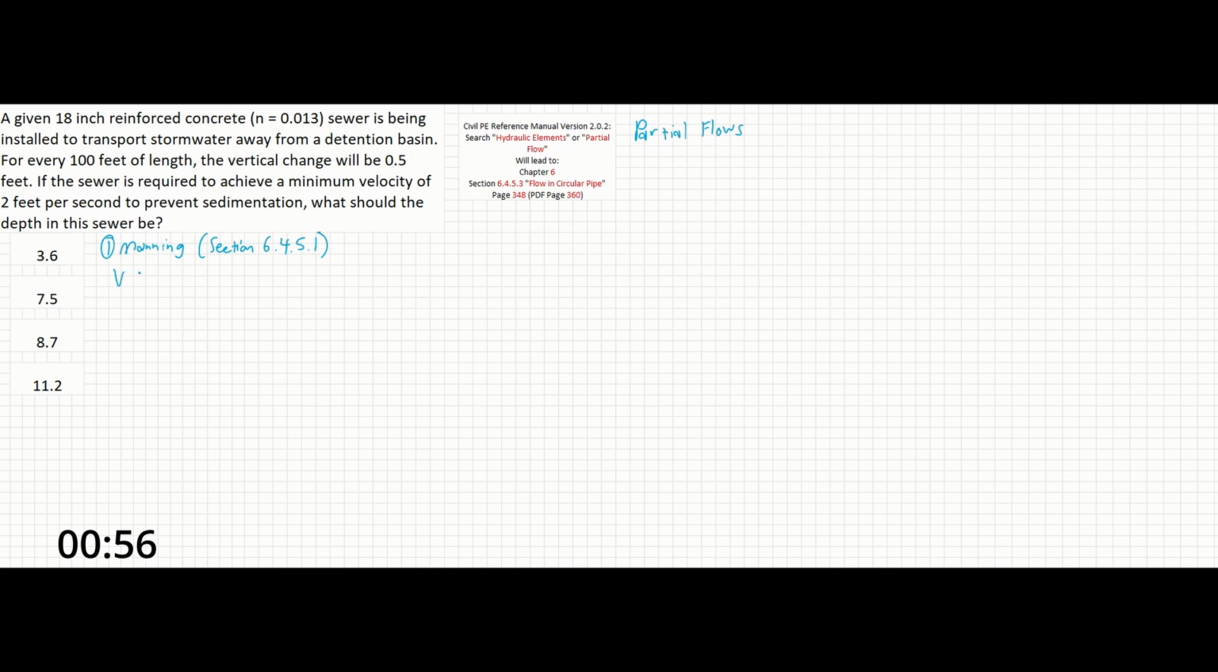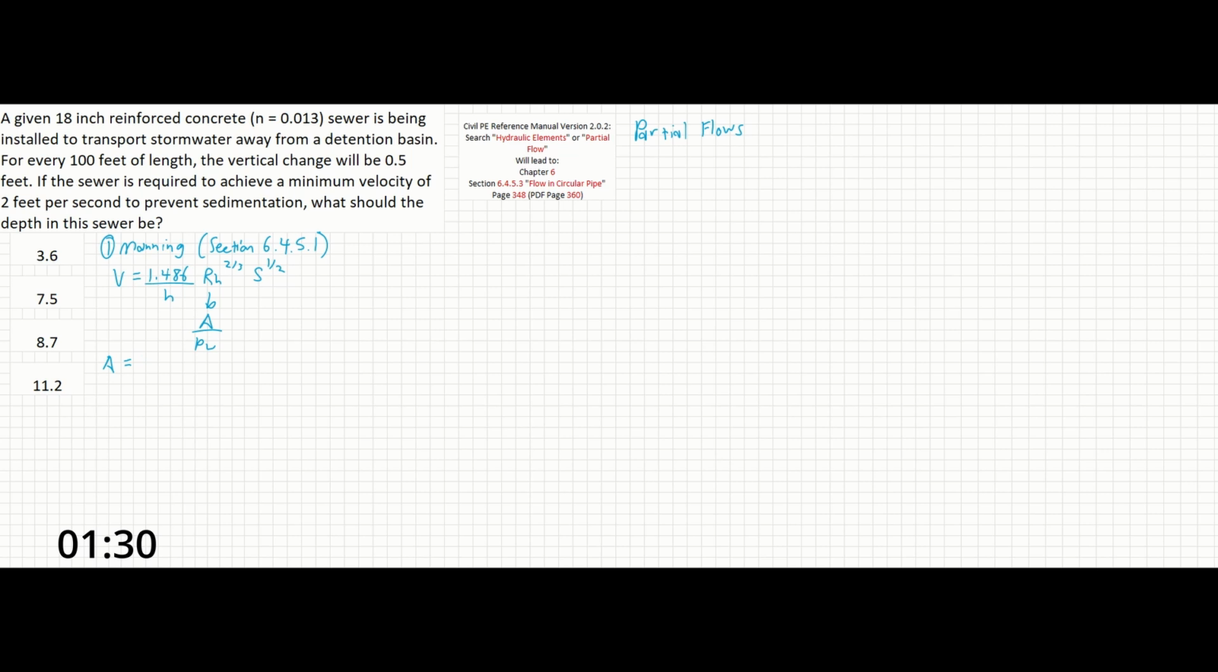This is going to be equal to V equals 1.486 over the Manning N times the hydraulic radius to the 2/3 times slope to the 1/2. Hydraulic radius, as you may recall, is the area over the wetted perimeter. We can solve for area and wetted perimeter and then plug this back into the hydraulic radius.